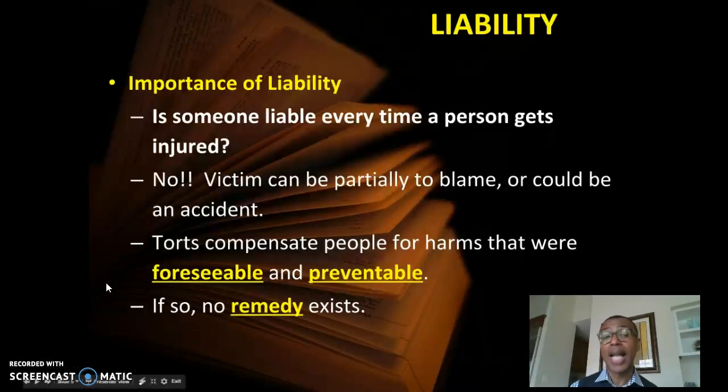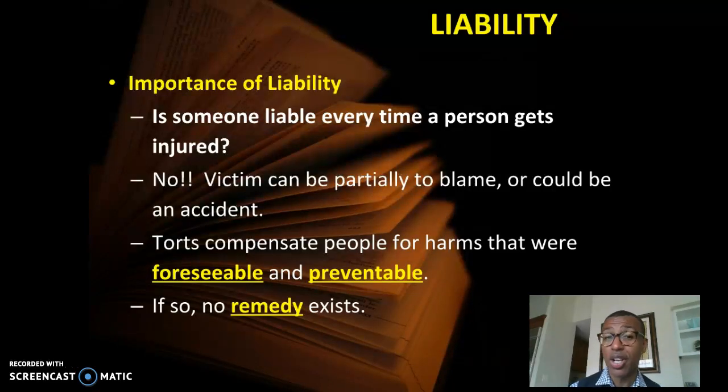The importance of liability: is someone liable every time a person gets injured? That's the question that we're asking, and I'm sure as you're listening to this video, the answer is no, because many times people can be blamed for their own injuries. Many times it is an accident, but it's up to the judge and the jury to decide if that person should be compensated for what was done, or who is liable for the harm or the injury. Torts compensate people for harms that were foreseeable and preventable. If not, no remedy exists.